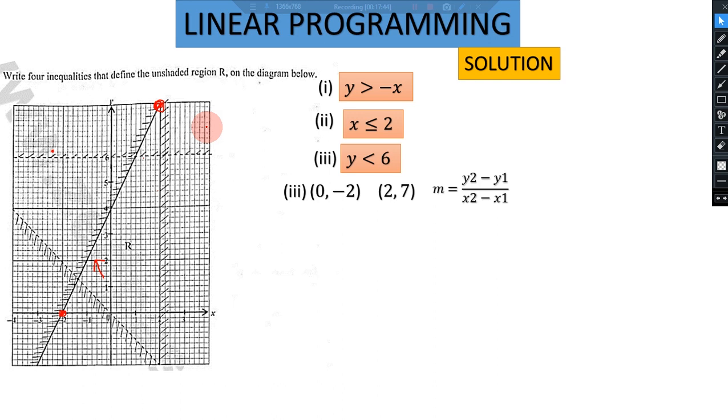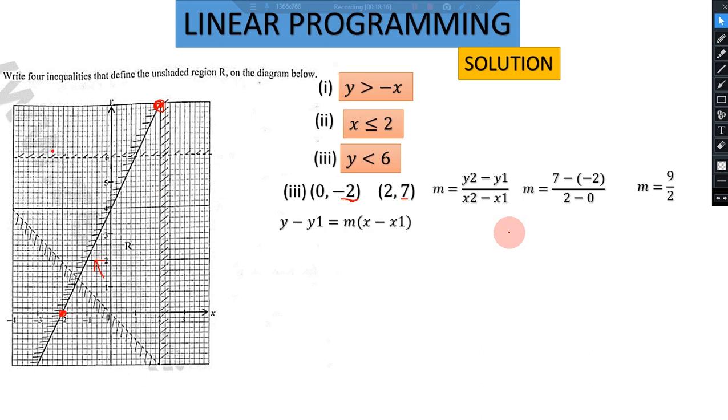So change in y over change in x. I think you still remember this. Substituting the values, y2 is 7, y1 is -2, so you've seen I've separated here, minus the -2 in brackets. x2 is 2, x1 is 0. Simplifying those, we're going to have 9/2. That is our gradient.